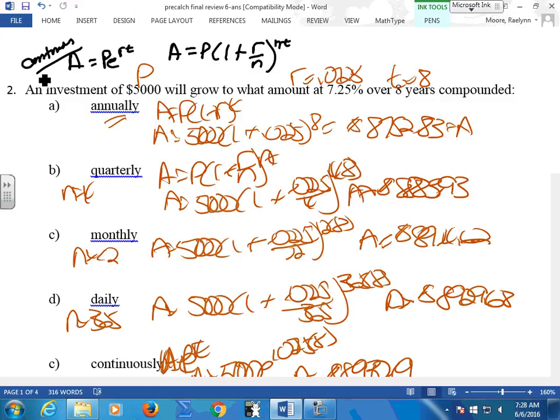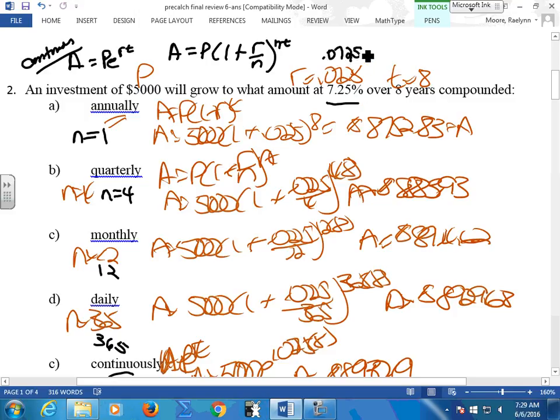Okay. It's hard to see. I realize this. When this is annual, the whole thing is in here. Annual is 1, quarterly is 4, monthly is 12, daily is 365, and continuously is PERT. It should increase, and remember rounding on these, 2 decimals, because this is money. Watch that you flip this to a decimal, because it's a percent. Watch your time. Everybody good with this?